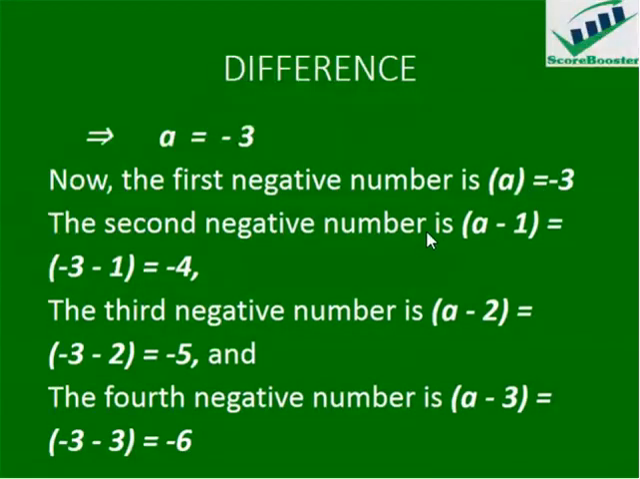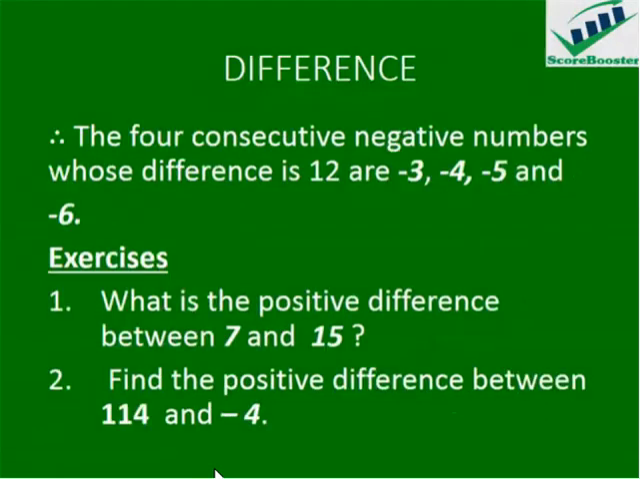The second negative number will be what? Minus 3 minus 1, which is minus 4. The third negative number will be minus 3 minus 2, which is minus 5. And the fourth negative number is minus 3 minus 3, which is minus 6. Therefore, the four consecutive negative numbers whose difference is 12 are what? Minus 3, minus 4, minus 5, minus 6. So if you check minus 3 minus minus 4 minus minus 5 minus minus 6, you have to get 12. So that's that, and that's the solution of the examples.